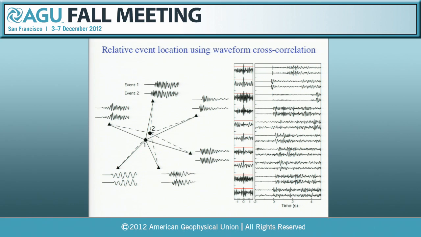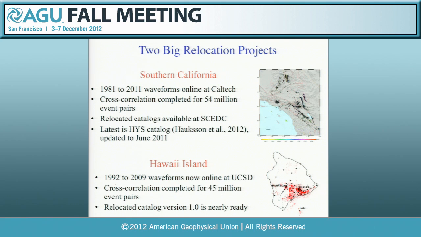You see an example here from Southern California, event 1 and event 2 at station A, event 1 and event 2 at station B, etc. The waveforms don't look very similar at all among the stations, but between those two events they are very similar. So in this case, you can compute a cross-correlation function which has a very well defined peak that's a measure of the differential time.